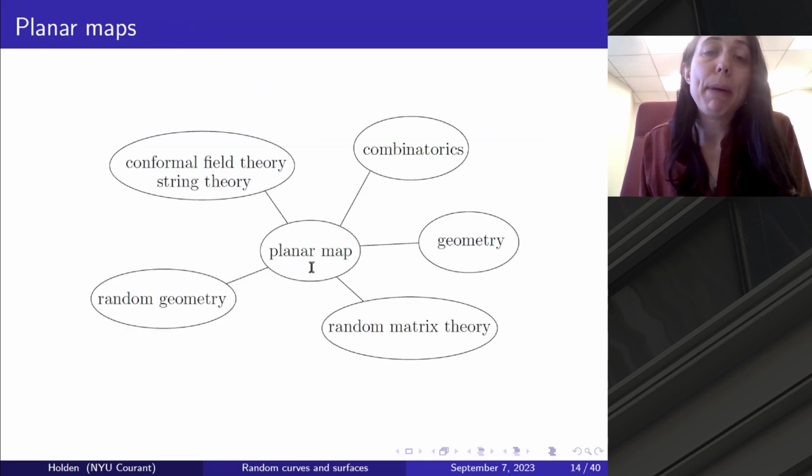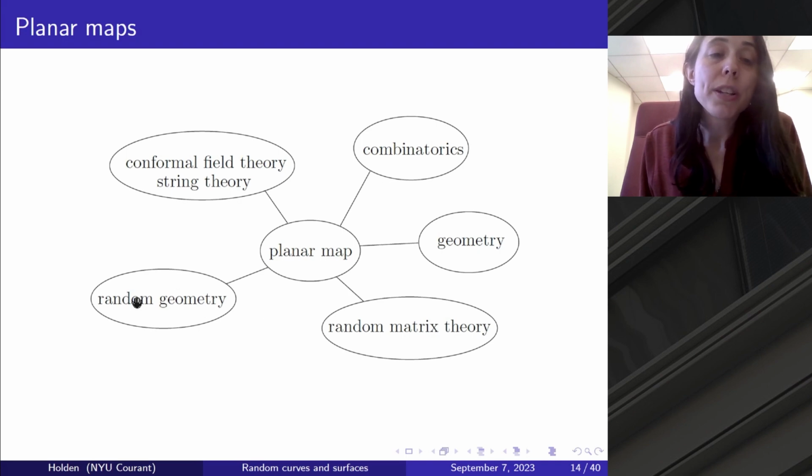The planar maps have been studied in many different branches, both of math and physics. In the math literature, the study of planar maps goes back to the combinatorics literature in the 60s. Here, Tutte and others were proving enumeration or counting formulas for various planar maps. Later, they have been studied in, for example, geometry and in random matrix theory. An application very relevant for this talk is in random geometry, where probabilists are interested in understanding the geometry of large random planar maps. Another relevant application is in conformal field theory and string theory, where planar maps are viewed as models for random surfaces.